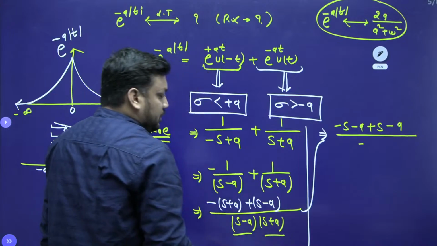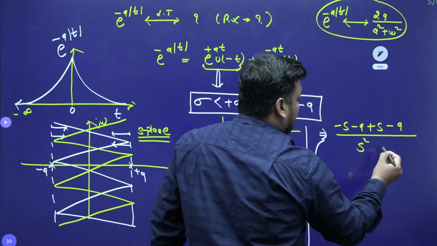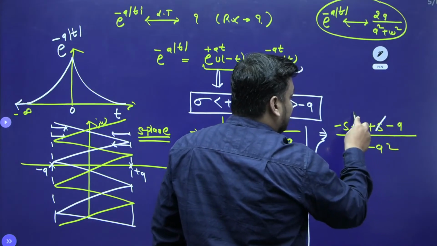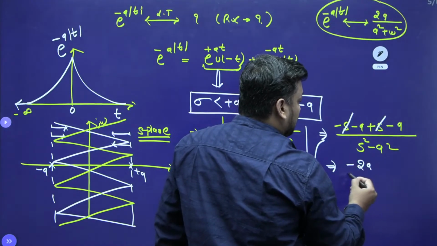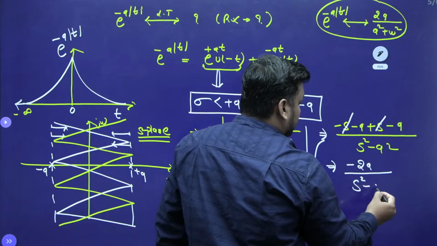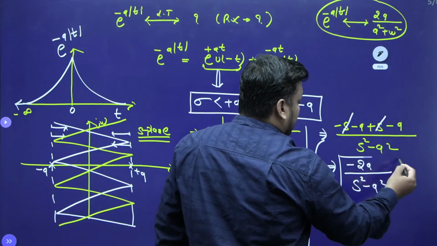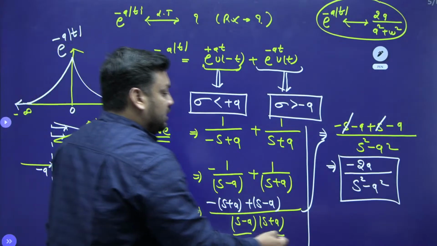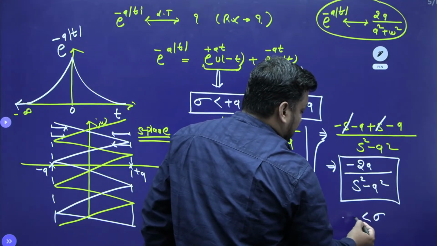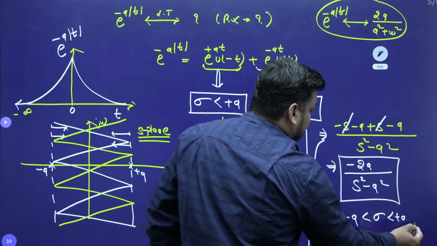A plus b, a minus b. So you should write s square minus a square, and s gets cancelled out. So the final Laplace transform will be minus twice a upon s square minus a square, and its common ROC is sigma greater than minus a and less than plus a.